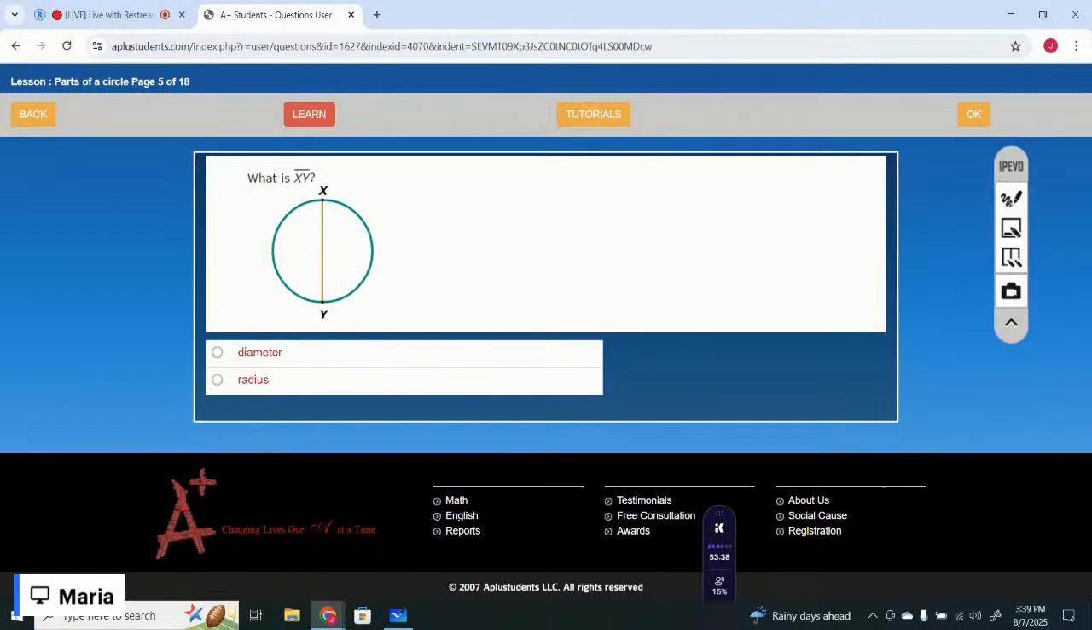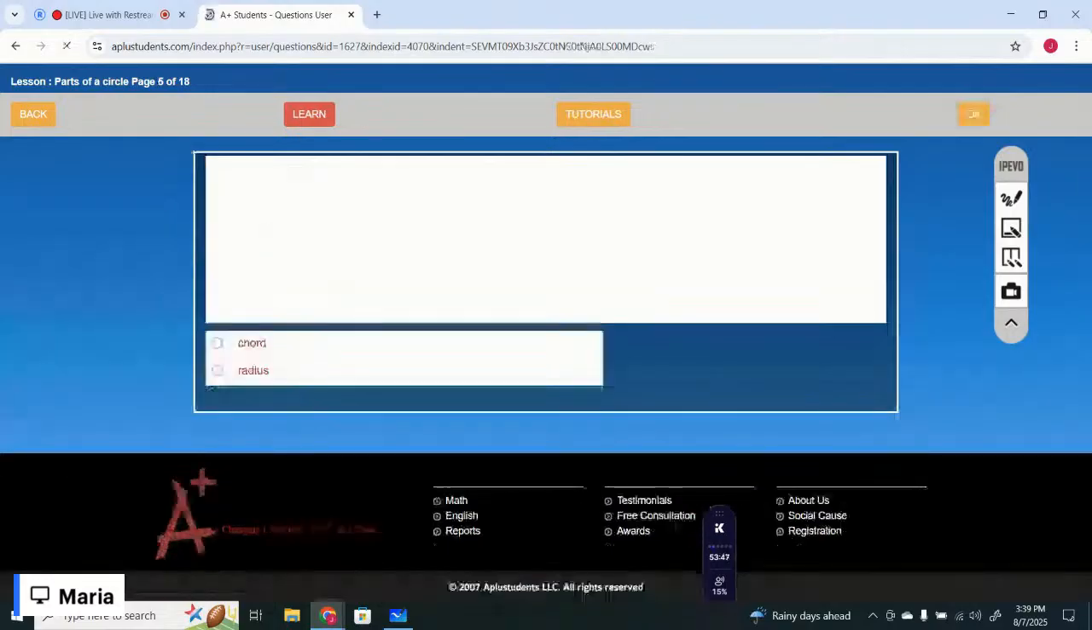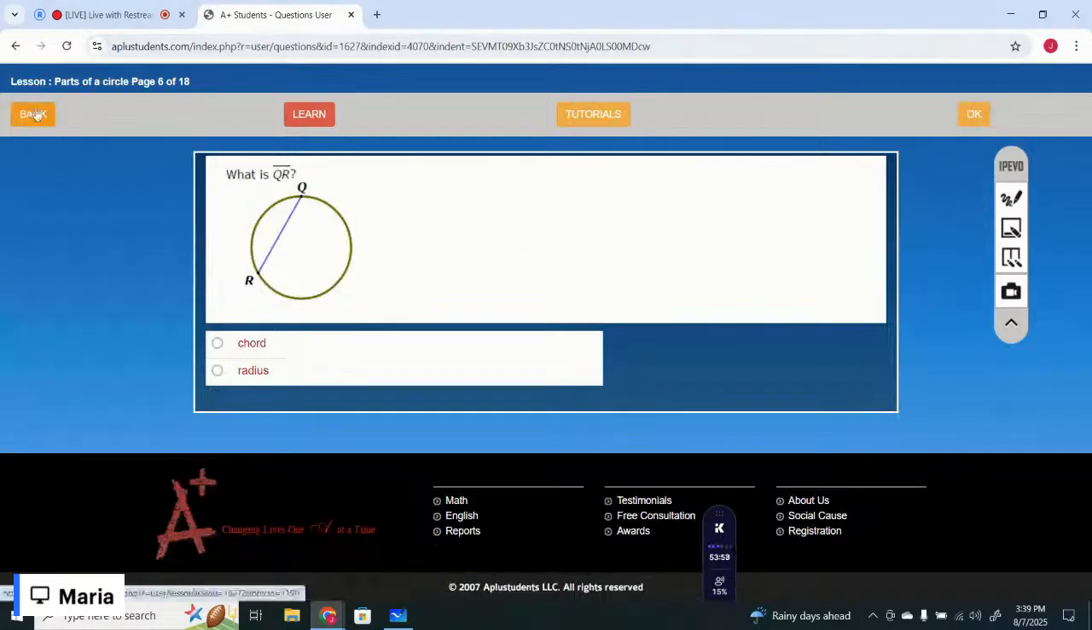What is XY? XY is the circle. Option number one is the correct option. What is QR? QR is the chord. Okay, you can complete the lesson by yourself later today.